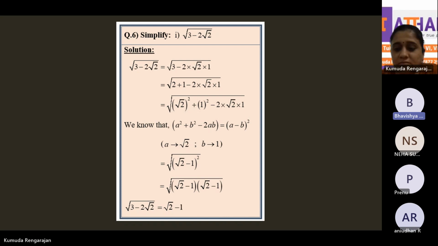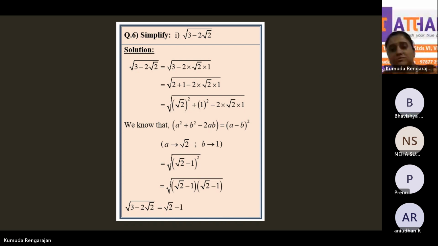Done, ma'am. Yeah, what's the answer? 2.646 by 7. Louder, Bhavishya. 2.646 by 7, ma'am. 1 minute. No, no. That cannot be the answer. No, that cannot be the answer. Anyone else? Anirudhan, Neha, Prenu.